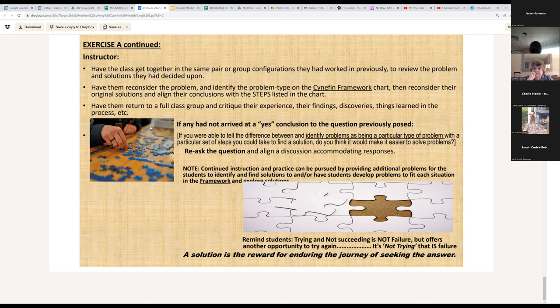There should be a yes answer to that. So if there's still a no, why do you think it's no? And discuss it. And then I put a little note underneath: remind the students that trying and not succeeding is not failure. It offers another opportunity to try again. It's the not trying that is failure. And that's what I'm always telling them.